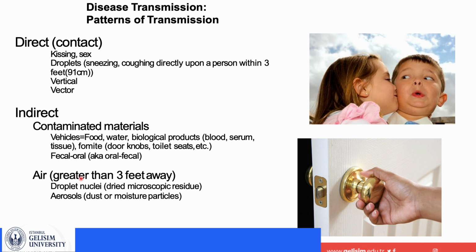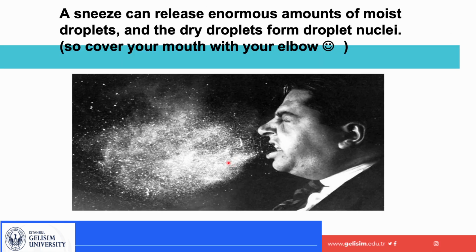And then there's air. So air, we're talking about droplet transmission, right? It could be dried microscopic residue. It could be aerosol, dust or moisture particles as well. So if you look over here, when a person sneezes, an enormous amount of moist droplets, and these dry droplets, we call them droplet nuclei, they can spread. So that's why we tell you, when you want to sneeze, cover your mouth with your elbow, the inside of your elbow, the antecubital region between your forearm and your upper arm.